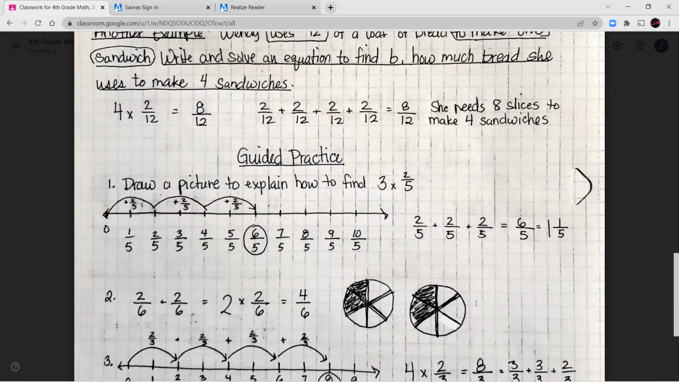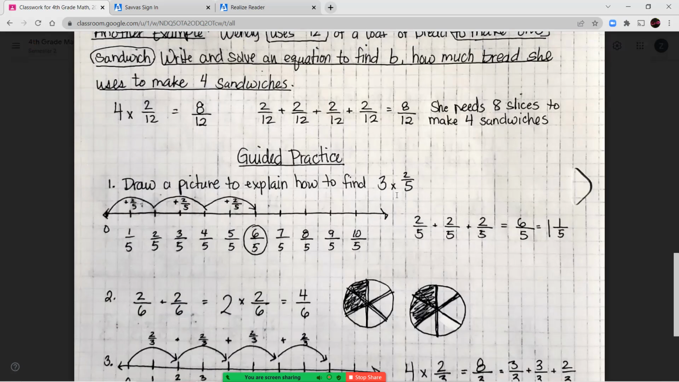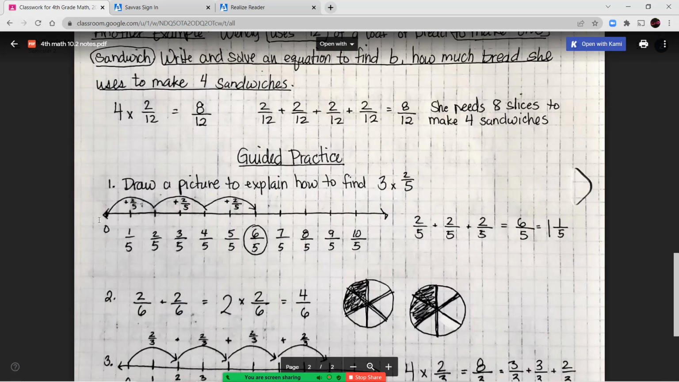Now let's take a look at our guided practice. So the first one says, draw a picture to explain how to find 3 times 2/5. So I drew my number line and I broke it up into fifths. And I went all the way out into 10/5, which is 2 whole. Now, if I'm doing 3 times 2/5, that means I'm making 3 jumps on my number line, 2/5 at a time. So I'm jumping 2 pieces.